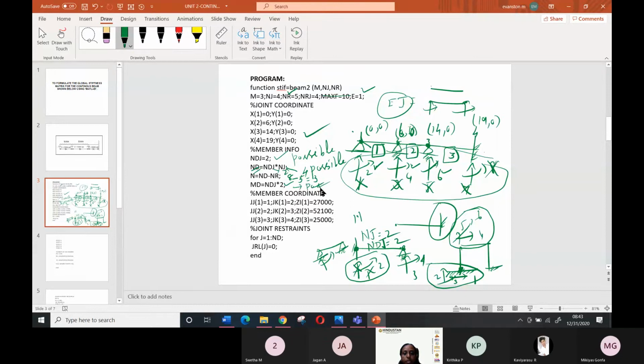If you want to write possible member displacement. Member displacement. Then we have moved on to member coordinate. Member coordinate is how the member is being connected. 1 minute.